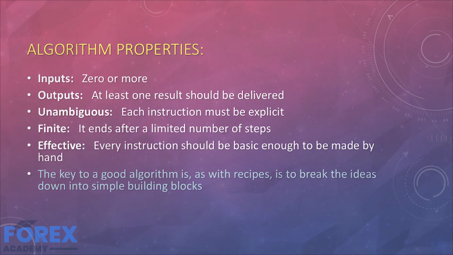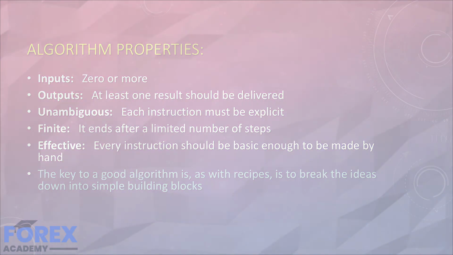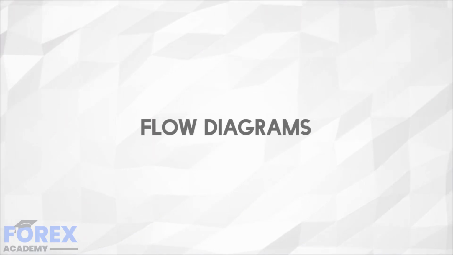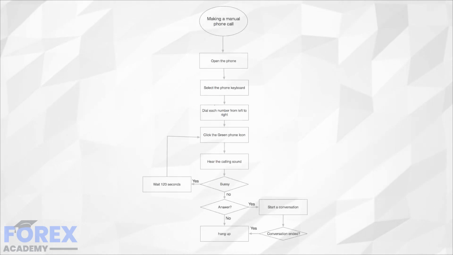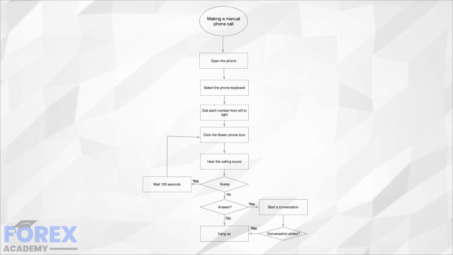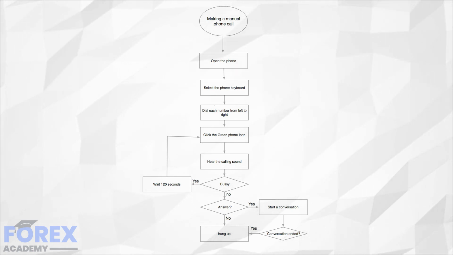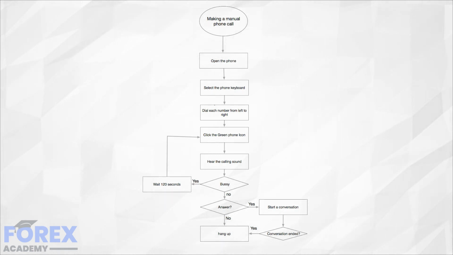The key to a good algorithm, as with recipes, is to break down the ideas into simple building blocks. Flow diagrams. Algorithms can be more complicated than a simple recipe. Besides, a recipe is interpreted by a supposedly intelligent cook. On the other hand, algorithms are to be interpreted by a brainless CPU. Besides, algorithms usually accept a stream of data inputs, which must be transformed until an output or outputs are produced.